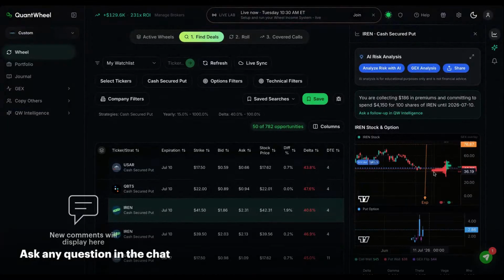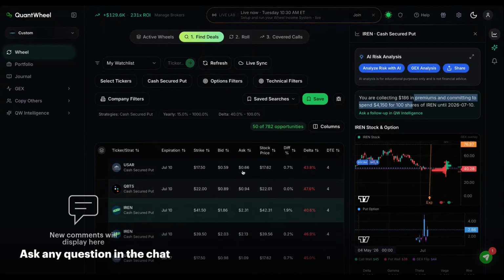Similar story here. Again, a huge put wall and a jump in the premium. That's why it's highly ranked in QuantWheel. It takes into consideration all these factors when grading potential cash secured puts.